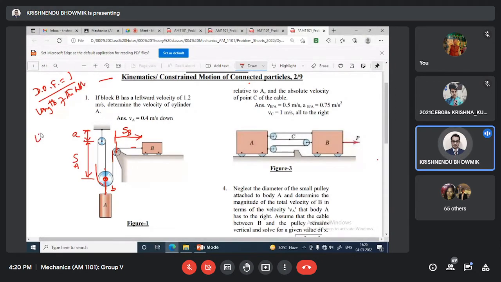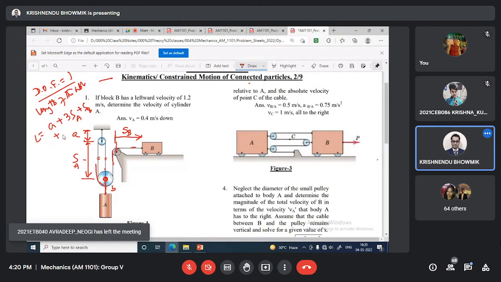So that is L equal to SA plus SB, here one S, another S, another S. 3SA plus SB plus constant. So mainly this is 3 times SA and this is SB.